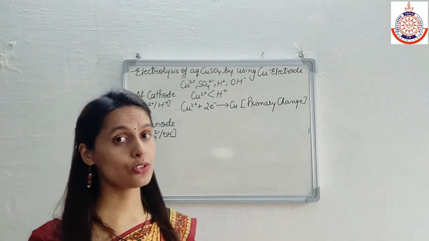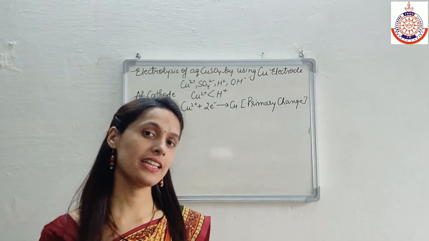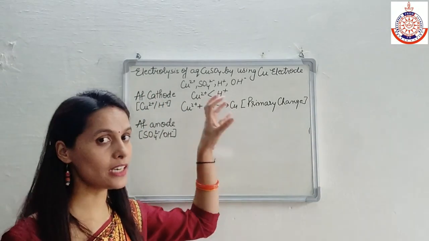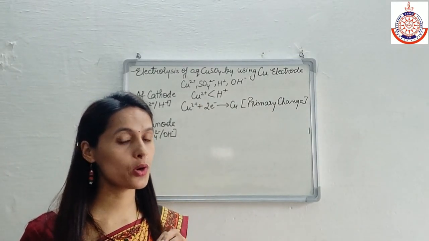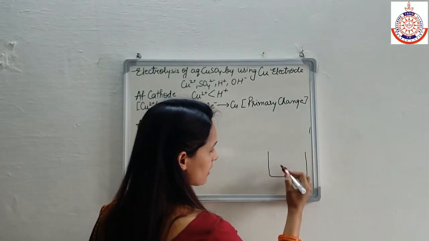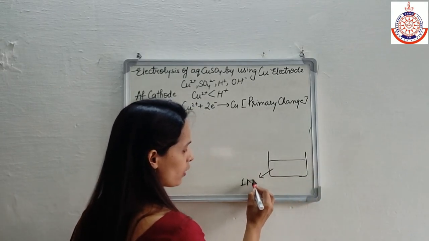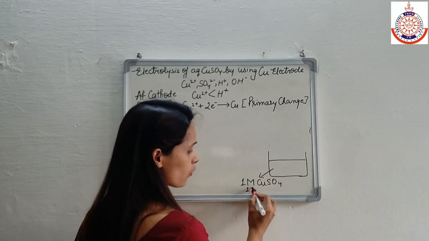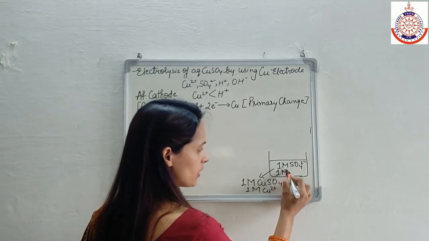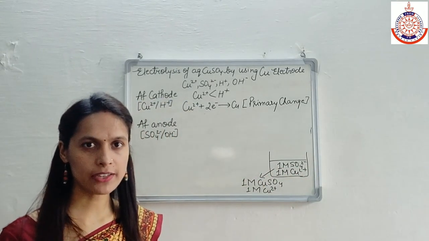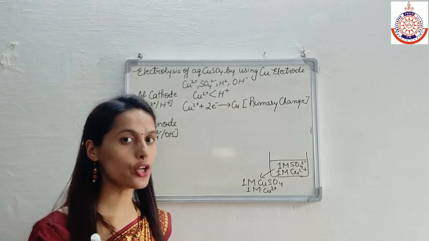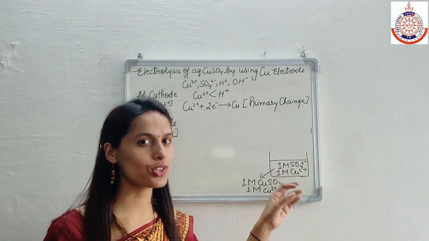Now, because the electrolytic solution is of copper and the electrode is also made up of copper, as soon as Cu gets deposited at the cathode, the concentration of Cu2 positive ions in the solution decreases. Suppose in this electrolytic tank I have 1 molar CuSO4. It means 1 molar Cu2 positive ion and 1 molar SO4 2 negative ion. Now when Cu2 positive ion moves towards the cathode, it is converted into Cu, as a result of which the concentration of Cu2 positive ion in the solution decreases.